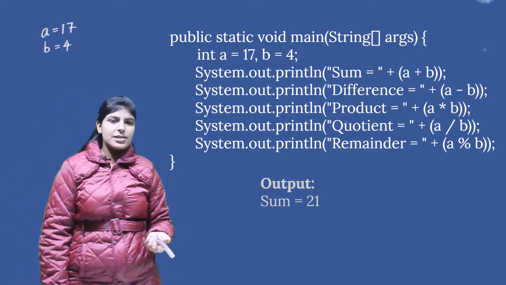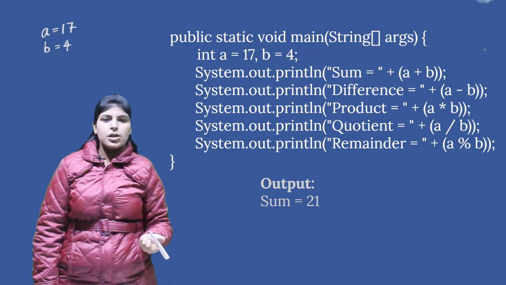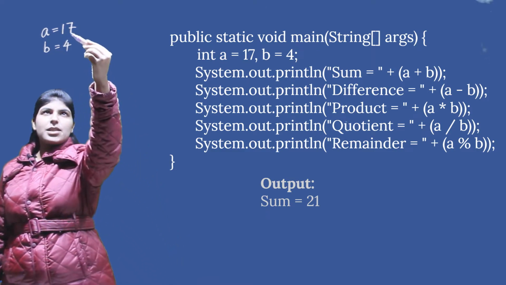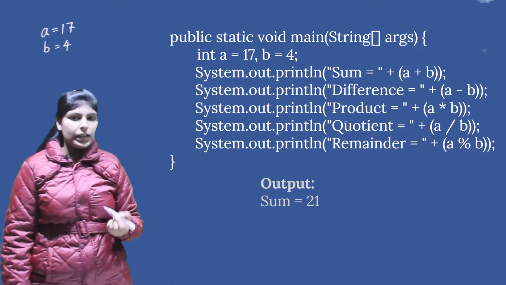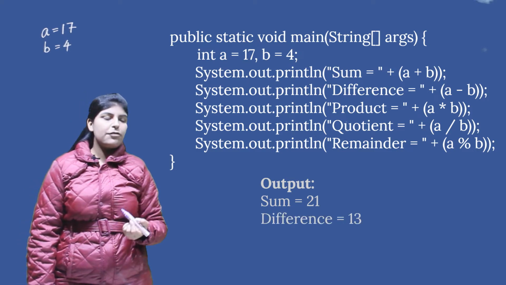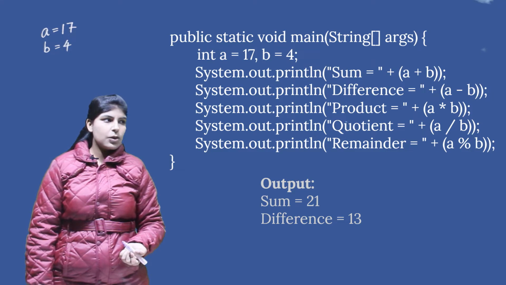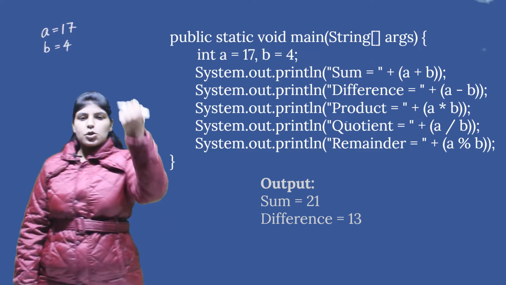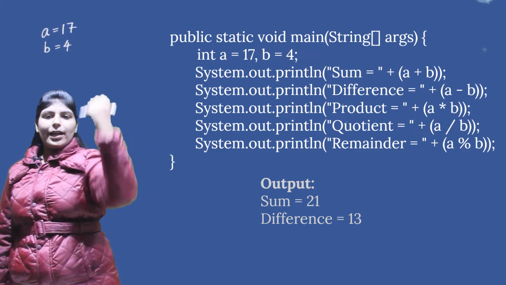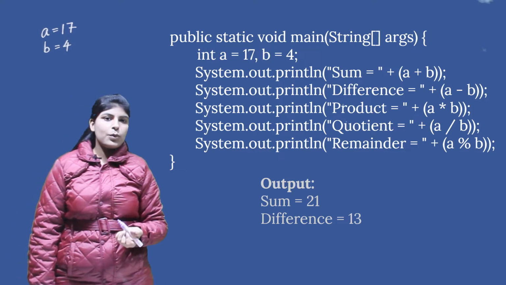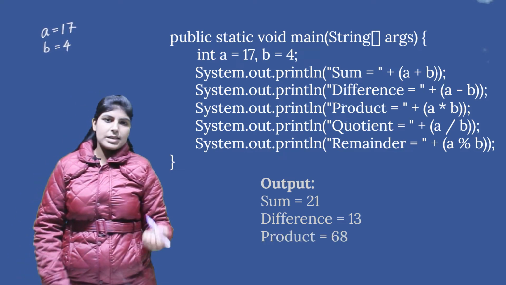Next I have difference is equals to A minus B. So what will I get when I do A minus B? 17 minus 4, I'll get 13. So the output will be difference is equals to 13. In the next line I have product is equals to A multiplied by B. So when I multiply 17 and 4, I'll get 68. So the output will be product is equals to 68.